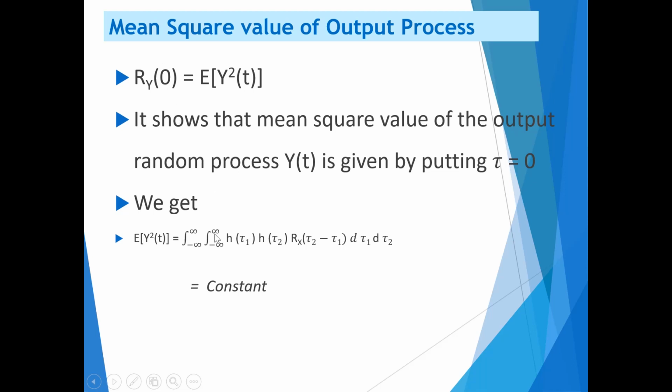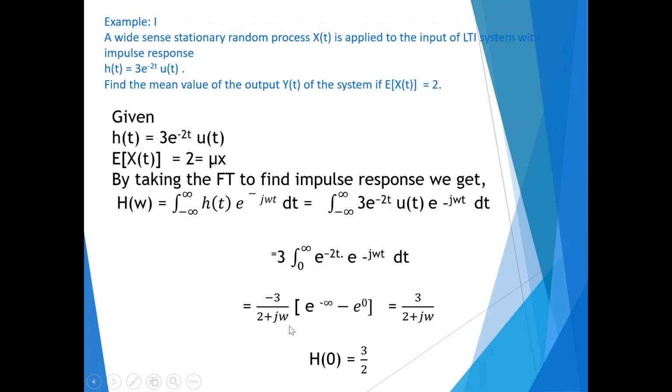So now you can rewrite this expression: the expected value of y square of t, that is r y of 0, is the double integration of h of tau 1 h of tau 2 r x of tau 2 minus tau 1 d tau 1 d tau 2. That is nothing but a constant.